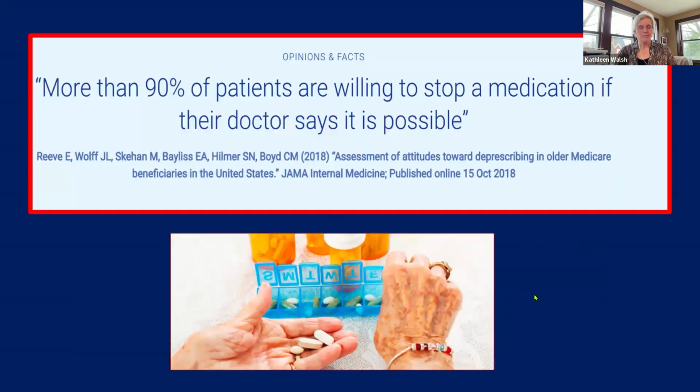Next one, please. So this is an interesting study. And if you think about it, again, for those listening in today, and then for your patients, I just love this title. More than 90% of patients are willing to stop a medication if the doctor says it's possible. This is strong. If I say to a patient, you can stop that one, they're like, really? And they're usually pretty excited. Or sometimes they'll say, well, did you ask Dr. So-and-so who prescribed it? And I'm like, I will, and I think we can stop it. And I do that. I always check with the prescribing provider. But most patients, if you tell them we can stop it, they will stop it. Next one, please.